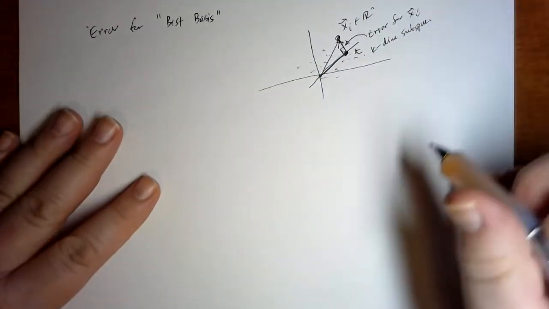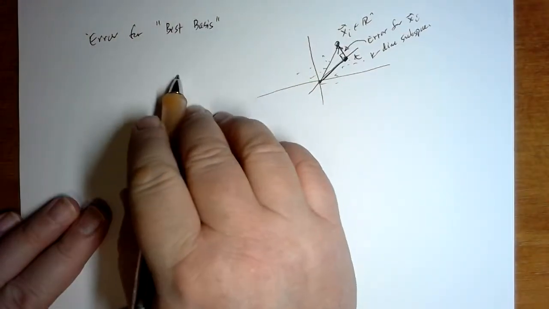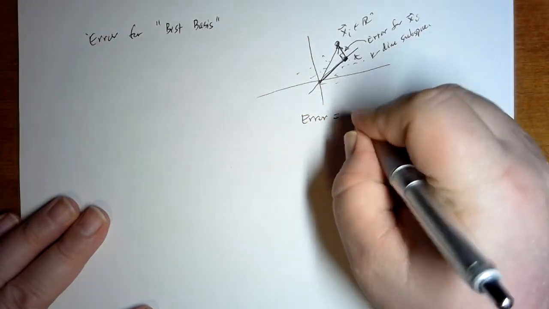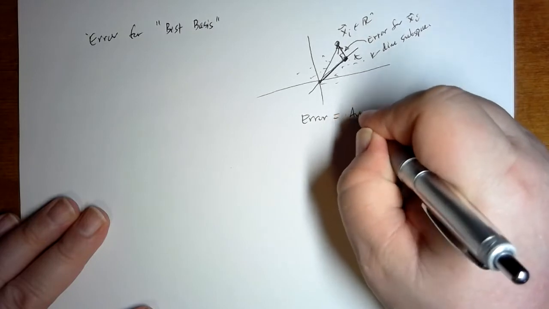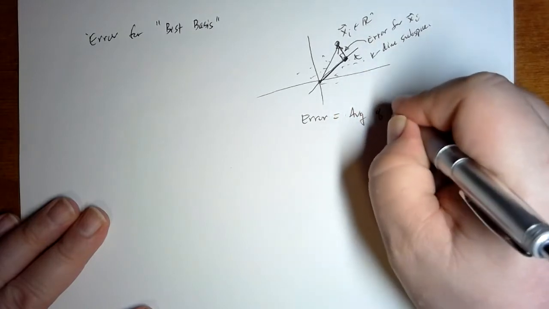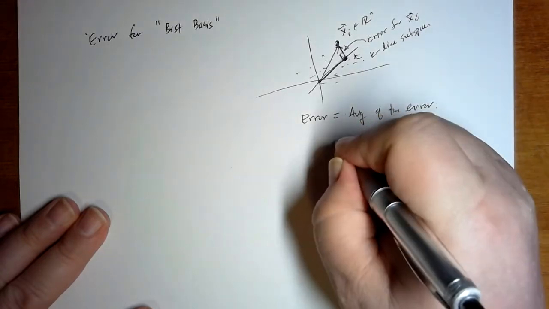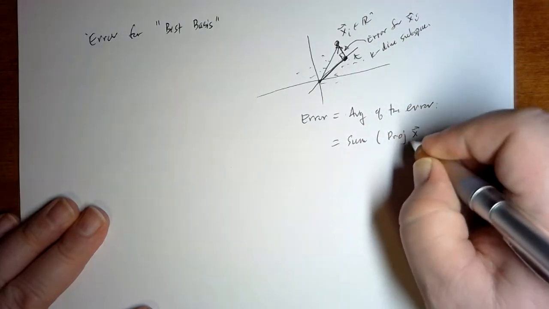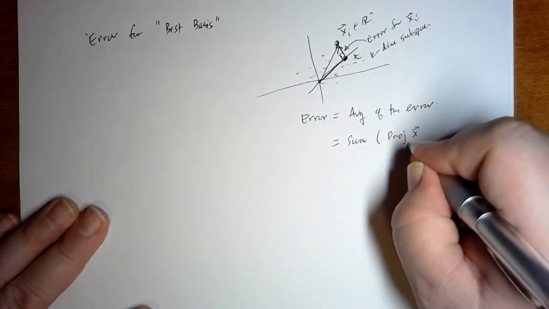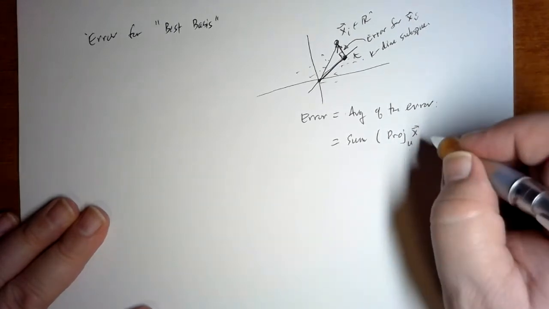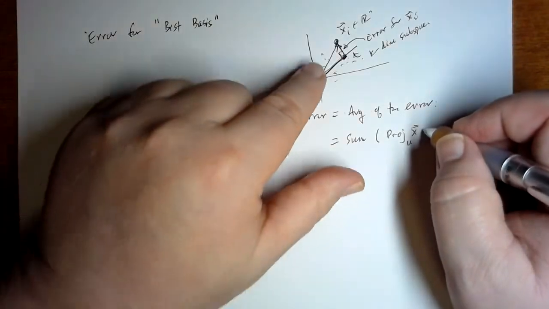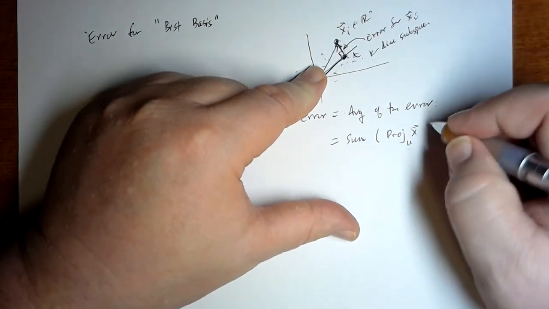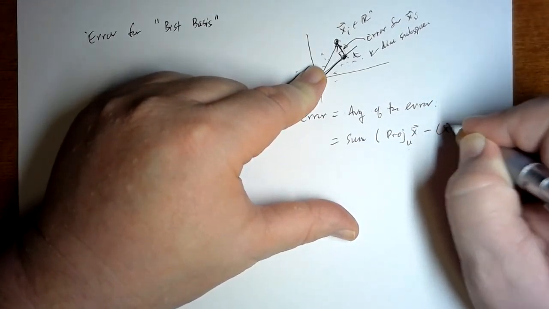Okay, so the error is going to be the sum of those. It's going to be the average of those. So the error is going to be the average of the error. That's going to be the sum of the projection of x onto your subspace. Let's say the subspace spanned by some columns of U. And xi, what is this? So this is xi minus the projection.